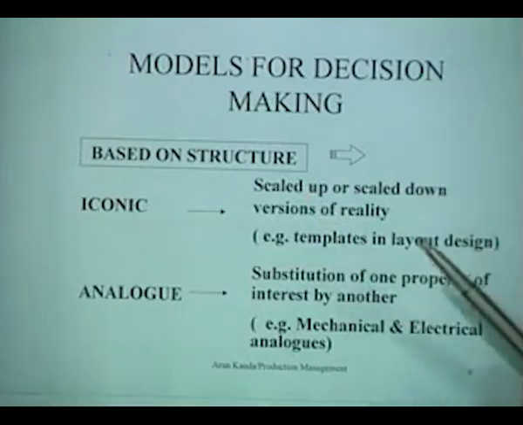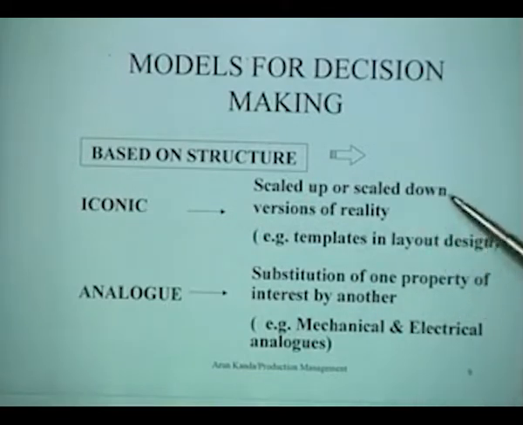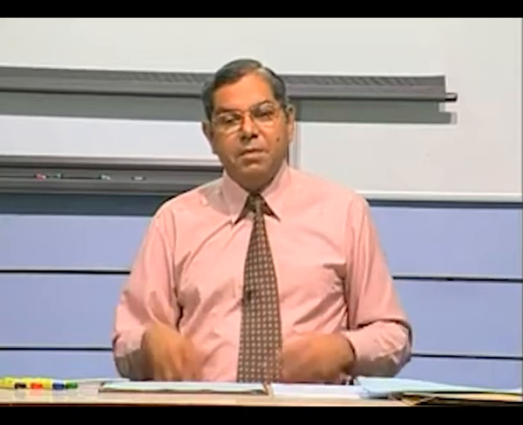What we are saying here is, after all, what is an iconic model? When we are talking about iconic models, these are actually scaled up or scaled down versions of reality. To give you an example, for instance, a typical globe of the world is a model. It is an iconic model of the world. True, it has many simplifications, but it performs many useful functions.